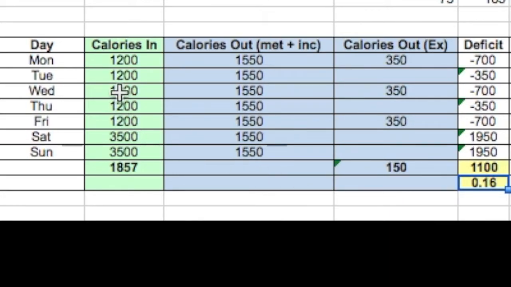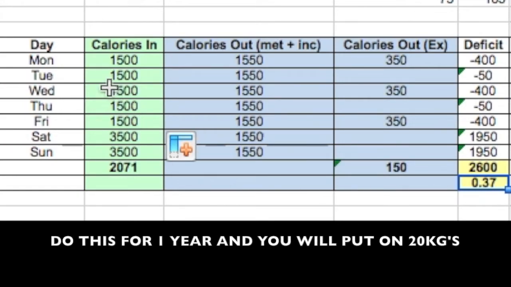Then we decide, actually, I can't stick to this anymore. These 1,200 calorie days are just killing me. I'm going to up it a little bit to 1,500 on my Monday through to Friday. And I'm still going to have my blowout weekends on Saturday and Sunday. Look at our calories go. We're in more of a positive, 2,800. We're getting towards the territory of putting on half a kilo a week. This is not that hard to do, guys.